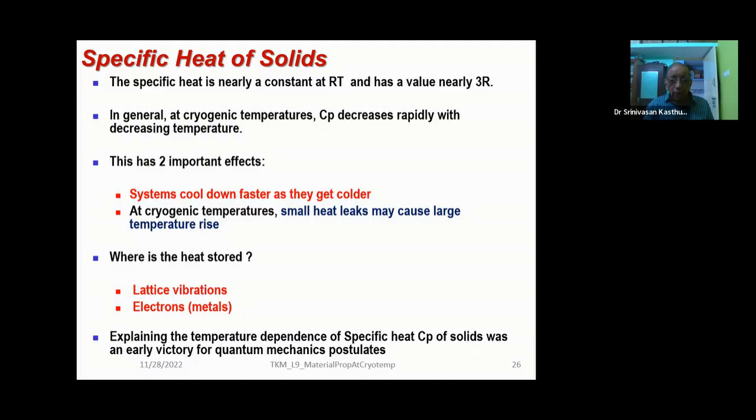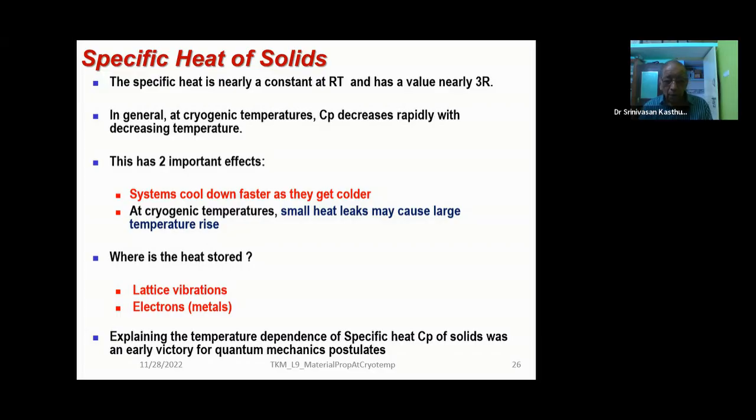Okay, now let's come to the condition. Where is this heat energy stored? The specific heat energy, where is it stored in the solid? It is stored in two places. One is what is called the lattice vibration. The other is the electrons. So if you understand how the temperature dependence of specific heat of solids happens, you can explain this in terms of the lattice vibration and electrons.